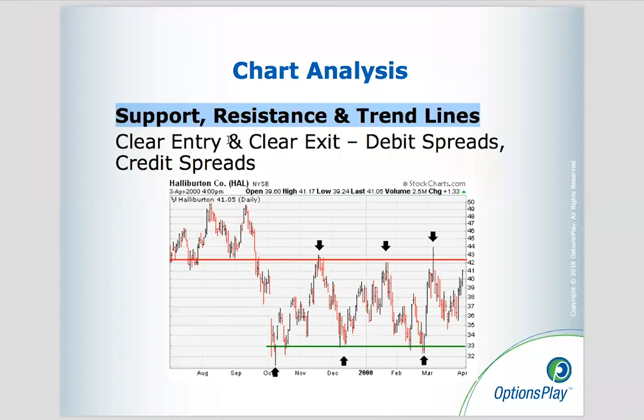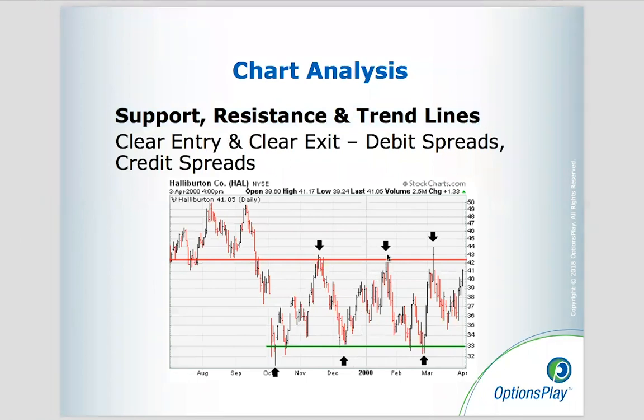Now, the good thing about trading support and resistance and trend lines is that it provides very clear entry and exit prices. So there's two ways you can trade them. You can trade them using debit spreads. For example, if you're at the support level and you think it's going to go back up to that resistance level, you can buy a call roughly around that support level, and then sell a call near that resistance level. And that's how you can trade a debit spread.